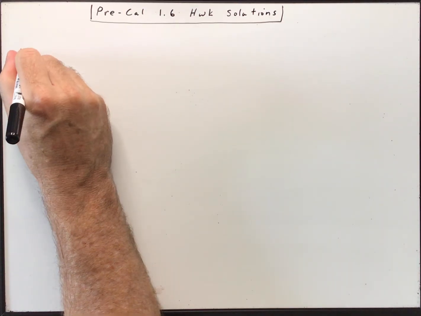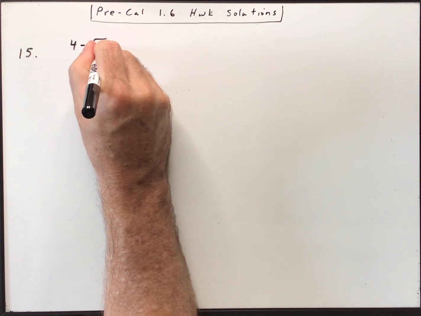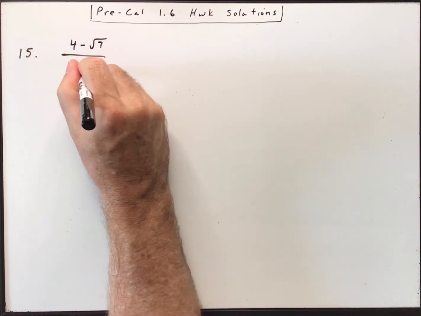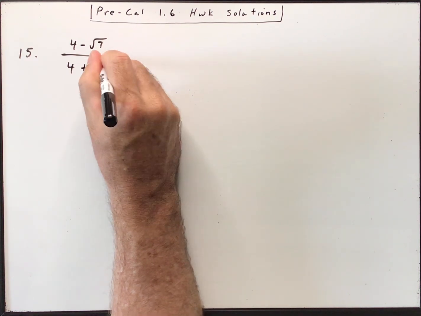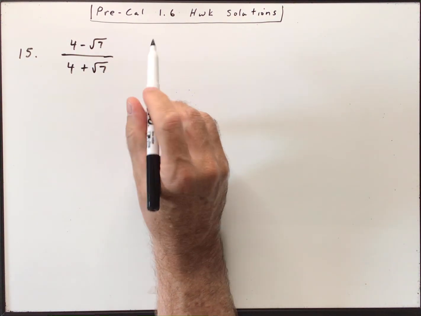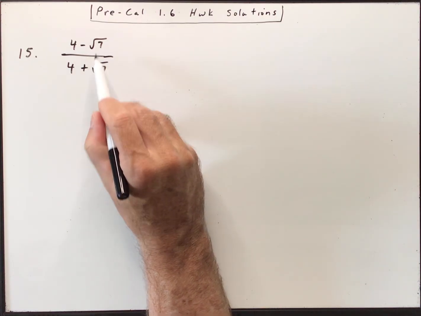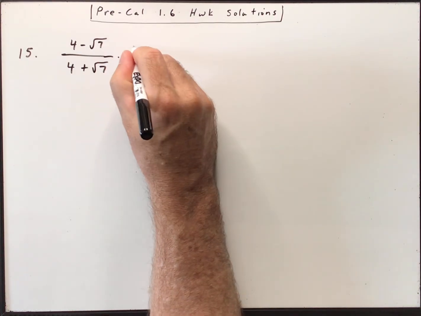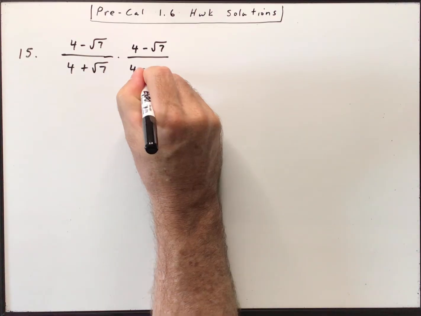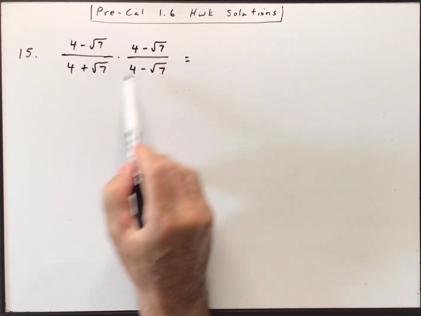All right, number 15, we're going to rationalize 4 minus root 7 over 4 plus root 7. Now, this is a good problem because which conjugate do I use? Well, we're trying to get the radical out of the denominator, not the numerator, so we're going to use the conjugate for the denominator, which is 4 minus root 7. But now we're going to have to FOIL both the top and the bottom.